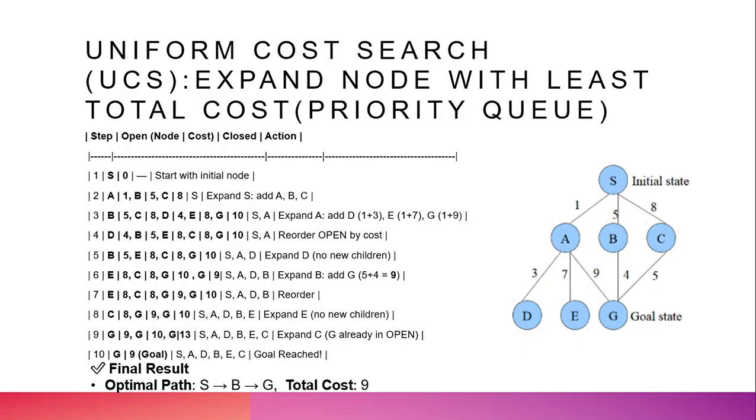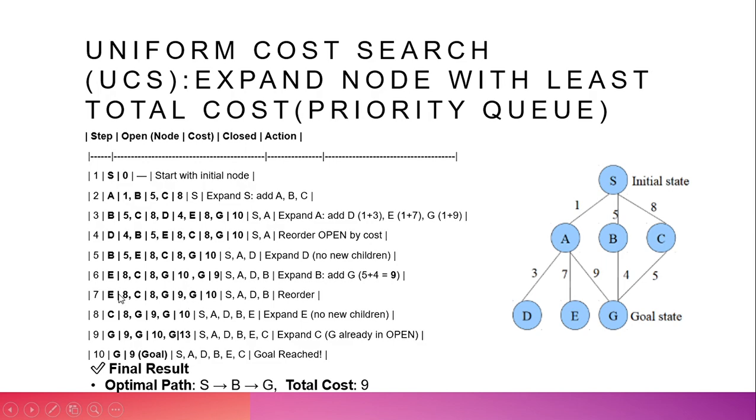Next you can see reordering, step 7. So whenever we are using a priority queue, we always have to order it in ascending order. G9 we have just added. So because of the reordering, E8, C8, then G9 and then G10.